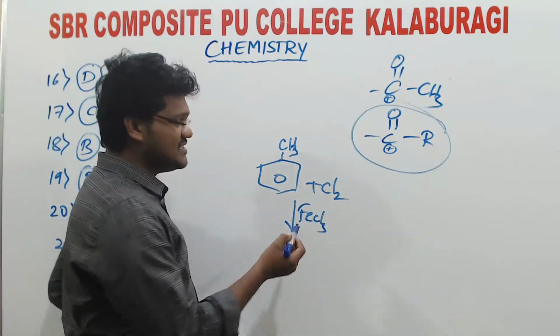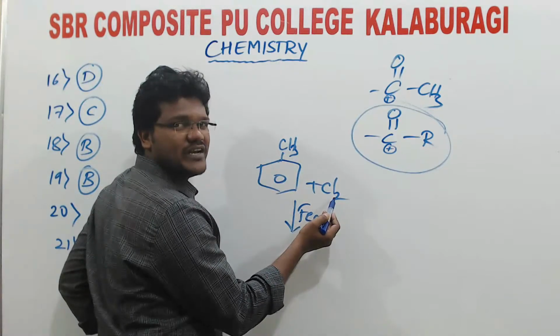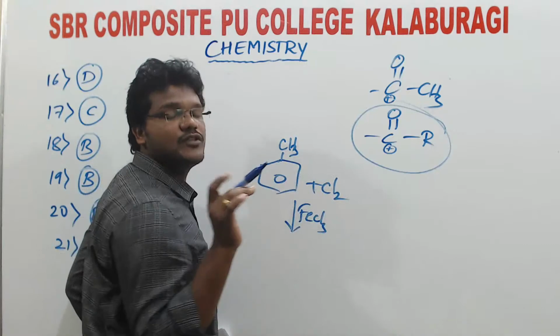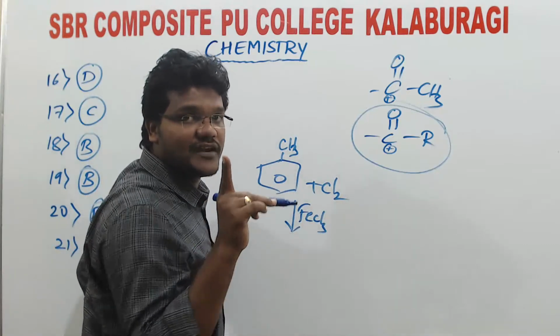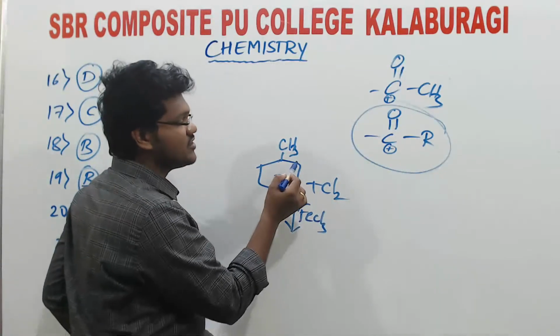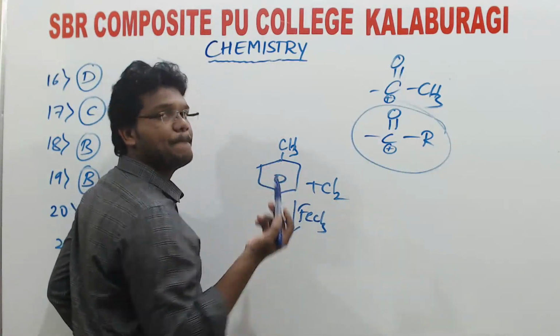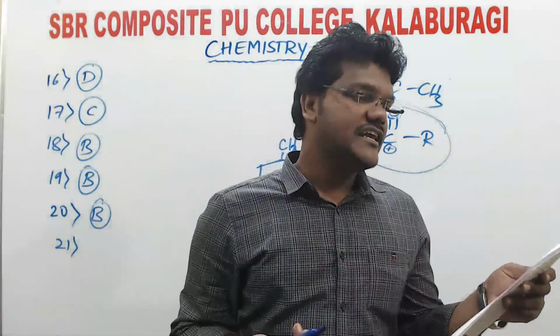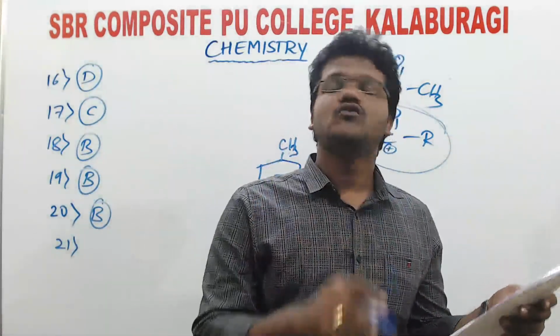Obviously, this FeCl3 will abstract one of the chlorines and go out as FeCl4 minus. One of the chlorines will be left with a positive charge. That chlorine acts as an electrophile. It has to go and attack toluene. Where will it attack? Obviously, it is going to attack at ortho and para. So that is right. It is my option number D, ortho and para chlorotoluene.